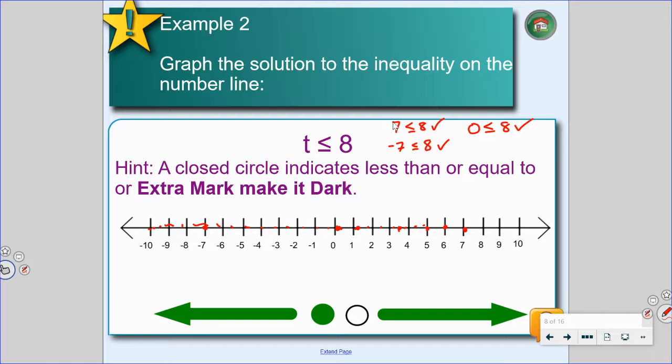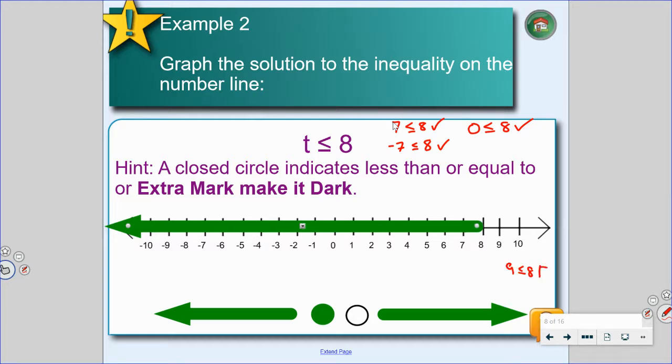So I'm going to go ahead and use an array that will go to the left forever and ever and ever. After all, negative 10 trillion trillion trillion is also less than 8. Naturally, we are not going to put any coloring over here. Is 9 less than or equal to 8? No, that's a false statement. And you can say the same thing about 10 and 11 and all that.